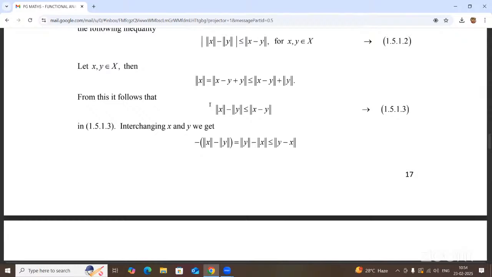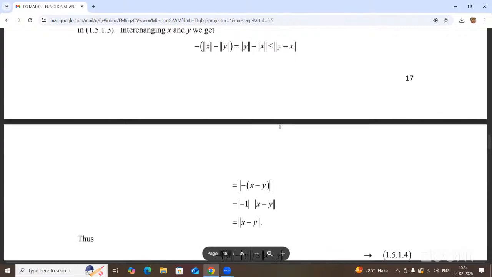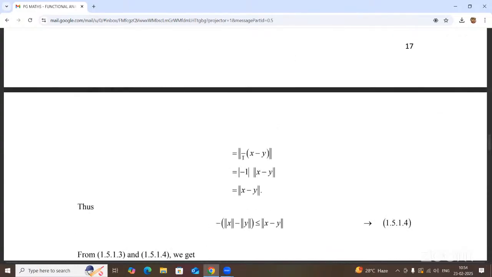So interchanging x and y, we are replacing x and y, minus of norm x minus norm y, equal to norm y minus norm x, is less than or equal to norm y minus x. We are interchanging the elements, replacing x and y. So finally that value is equivalent to norm of minus of x minus y. Here minus means we are taking the product with minus 1, being a scalar. So mod minus 1 into norm x minus y, where the absolute value of the negative is positive. That's why the given expression is norm x minus y.